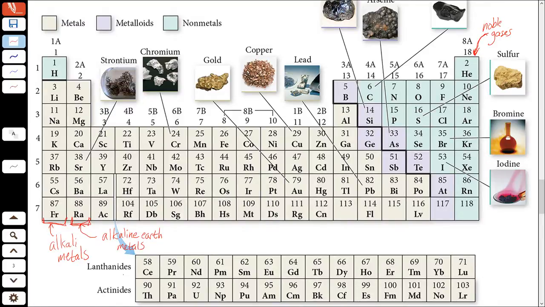Who knows another one? Go ahead. Mm-hmm. Yeah. So it's actually just these 4 from 7A because the other ones are radioactive and they don't really behave in that way, but those are called the halogens. And does anybody know what this big block in the middle is called? It's kind of like about like that. Transition metals. Yeah, the transition metals or transition elements.